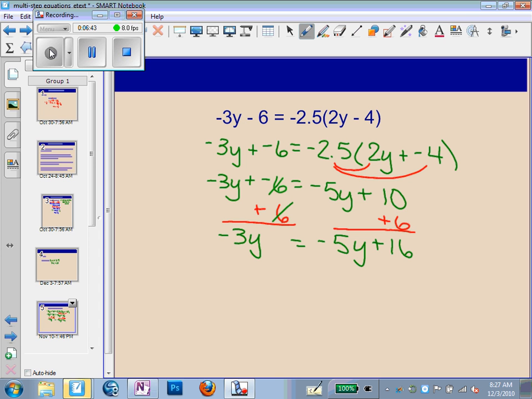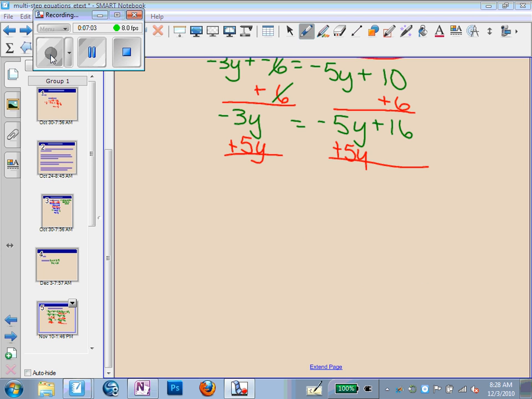So we're going to add 5y to both sides in order to get rid of all of our variables on the right side. We don't want any variables on the right side. We want all of our variables to be on the left side, and we want all our constants to be on the right side. Once we simplify, 5y plus negative 3y is 2y. 5y plus negative 5y is 0, so those are gone. And so we end up with 16 on the right-hand side.